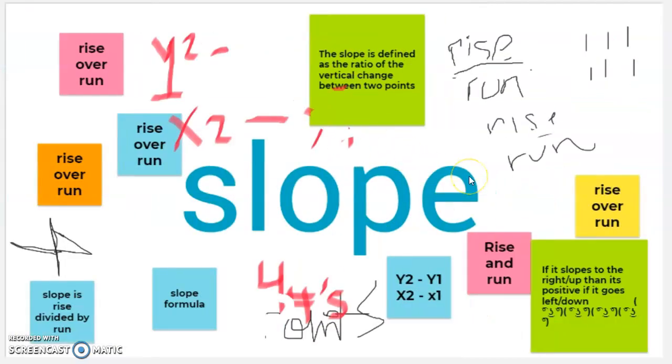For slope, here are some ideas that we came up with. A lot of us knew it was rise over run, right? The slope formula was written right here, but it looks like it got erased. But remember, we don't have to memorize that. We should have written it in our journal, and it will also be on your star chart.